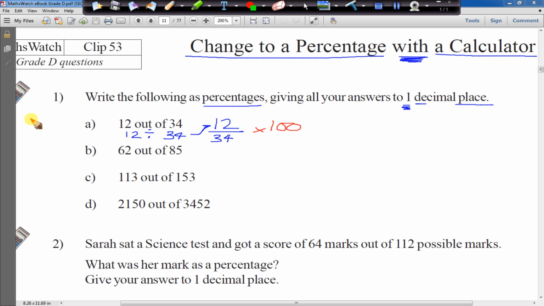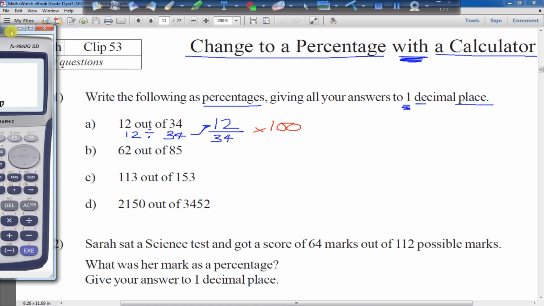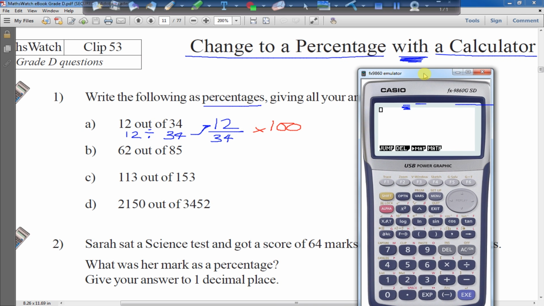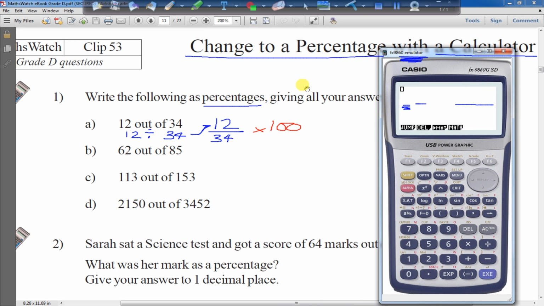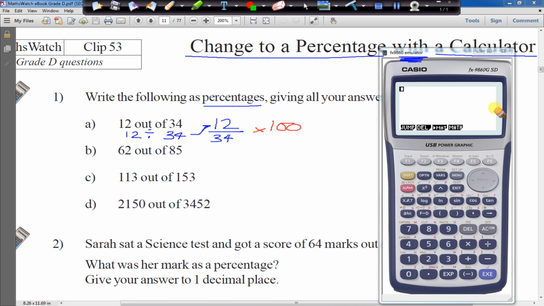So can you grab your Casio calculator? I'll grab my Casio calculator. Can you watch me, please? Can you see my calculator? I need to bring it up a bit. Now we need to get rid of some of those lines there, otherwise we're just going to be inside our calculator. Okay, here we go. What I want to do now is put all of what we've written here into the calculator. So let's see how we do that.